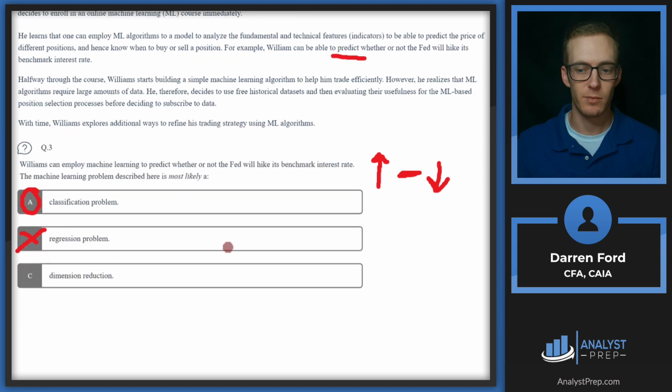And then dimension reduction. Dimension reduction is a type of unsupervised machine learning that focuses on reducing the number of features while retaining variation across observations to preserve the information contained in that variation. That was just the definition of that, which I read there. And that doesn't follow along with what we're trying to do here. We're trying to predict up or down or stay the same, which is classification.